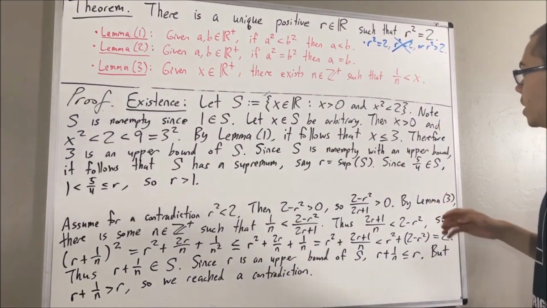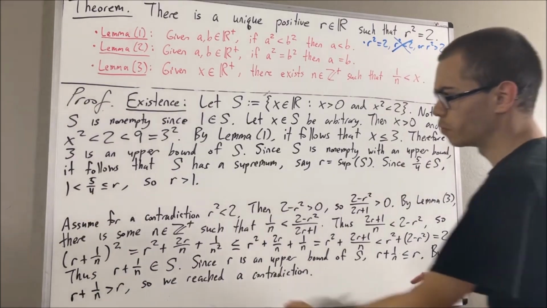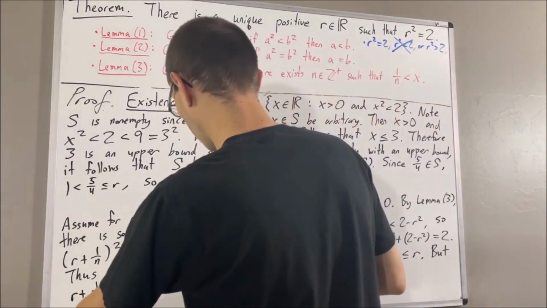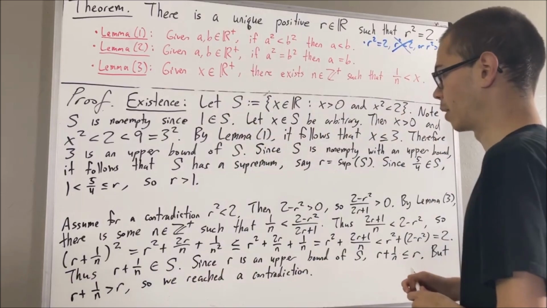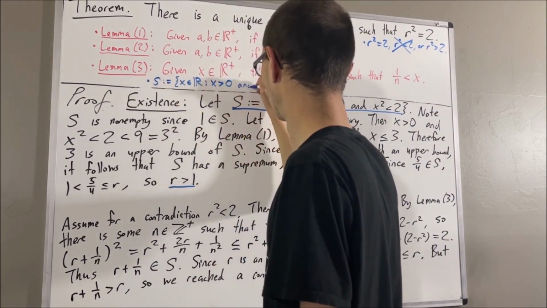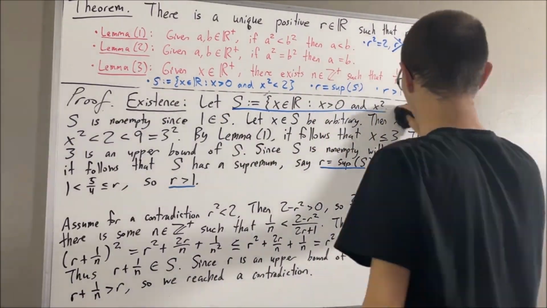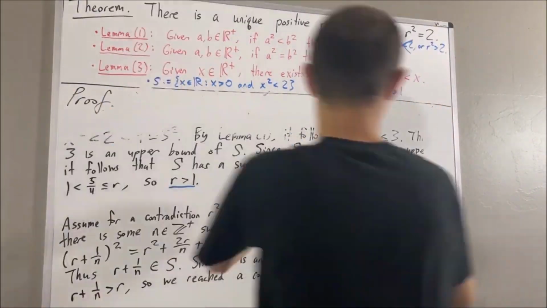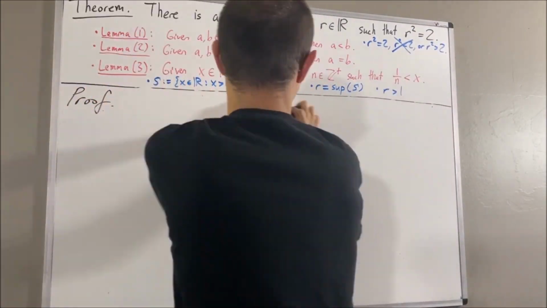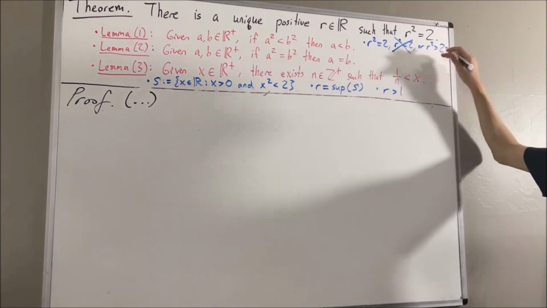Now we're going to eliminate the possibility that r squared is greater than 2. We're going to have to move back to the top since we ran out of room, so let me just write some things down for safekeeping. Okay, so now let's assume for a contradiction that r squared is greater than 2.